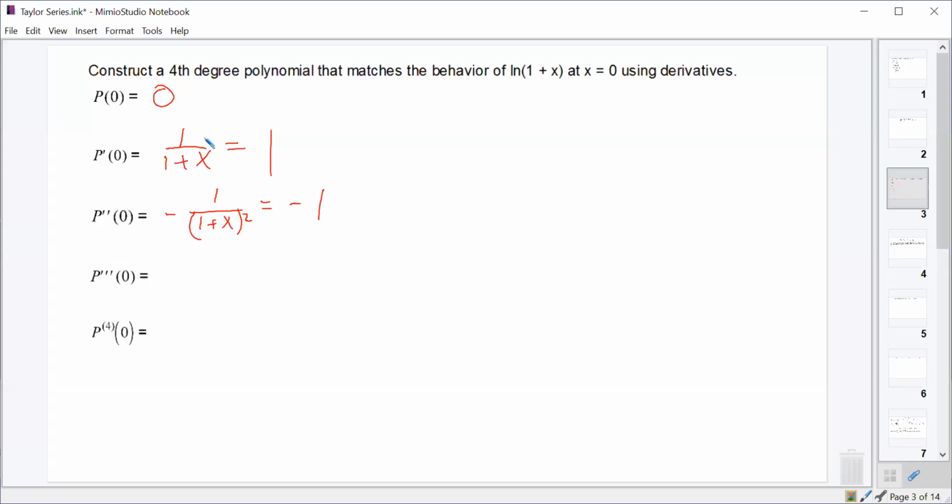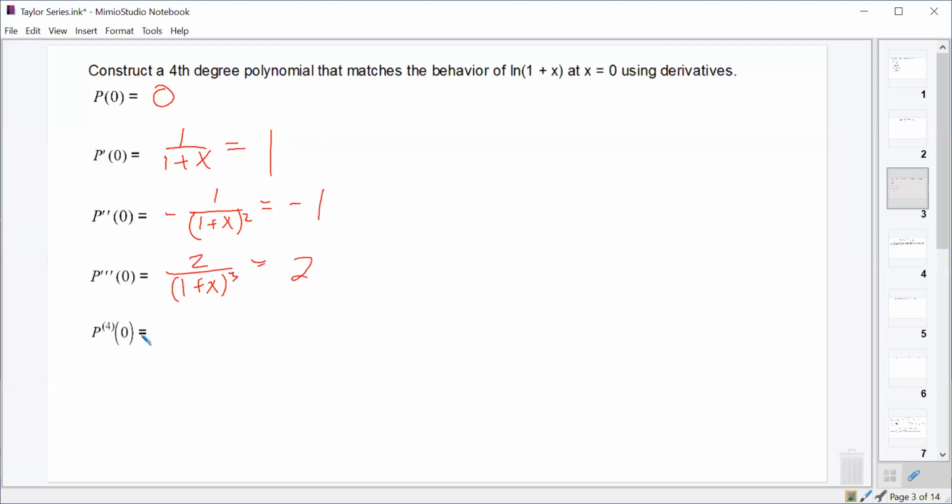So P of 0 is 0, P prime is 1 over 1 plus x, that's 1. P double prime, negative 1 over 1 plus x squared, that's negative 1. Okay, what's P triple prime? Well, what's the function itself? Just so we have it. Should be 2 over 1 plus x cubed. Which should give us 2.